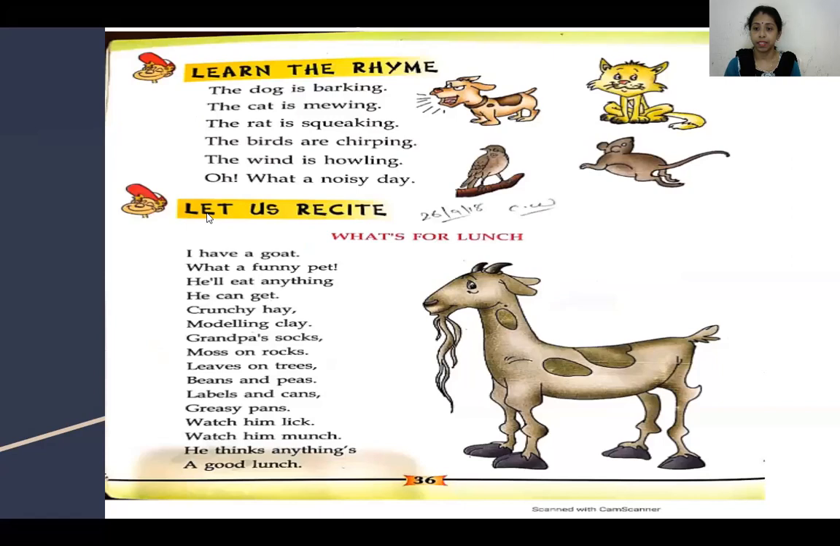Now this is the page of your book, and this is the poem What's for Lunch. In this poem, the poet is describing the food habit of his pet, and his pet is a goat. Now let's see what the poet is describing about the food habit of his pet goat.